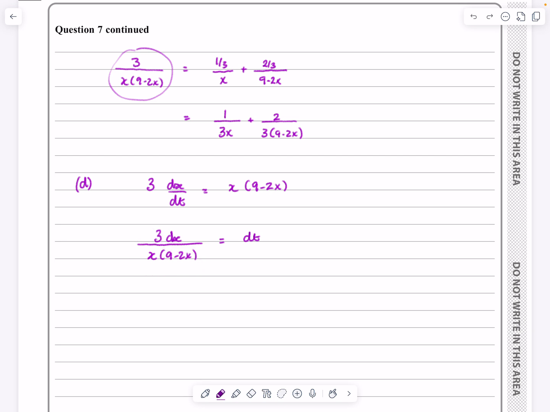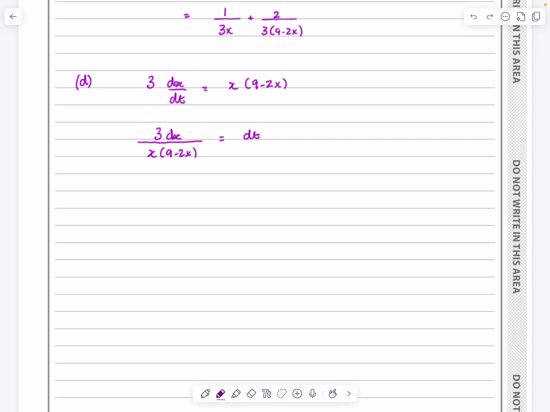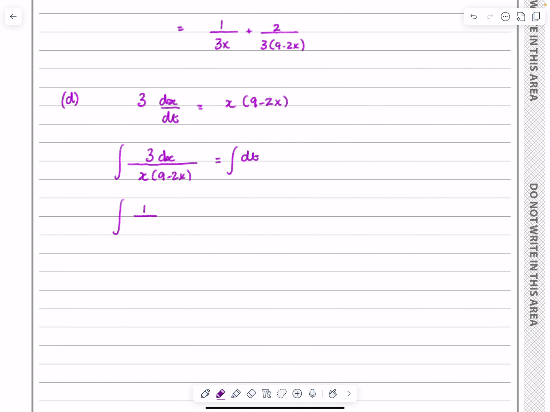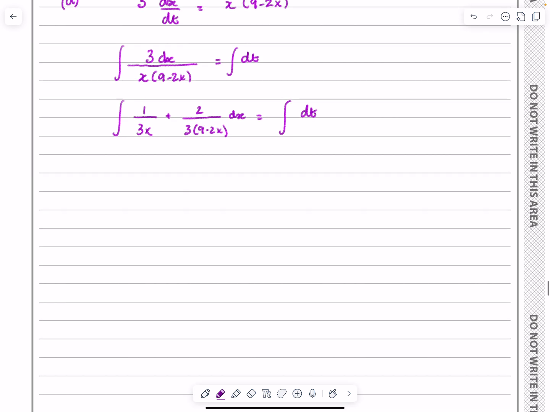So I'm going to replace that with the partial fraction in a moment. But before we do that, we would then say the integral of that is equal to the integral of that. So I've got not the integral of 3 over x(9 minus 2x), I'm going to change it to my partial fraction, the integral of 1 over 3x plus 2 over 3(9 minus 2x) dx is equal to the integral of dt. I just think it's simpler to take a third out here. So at this stage, I'm still not integrating yet. I'm just going to take a third out of both terms there, which gives me 1 over x plus 2 over 9 minus 2x dx is equal to the integral of dt.